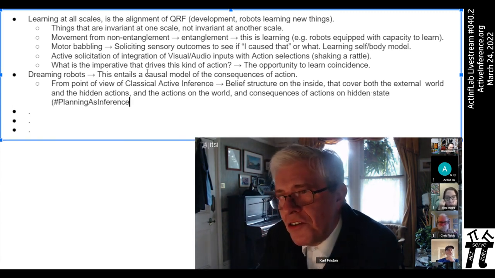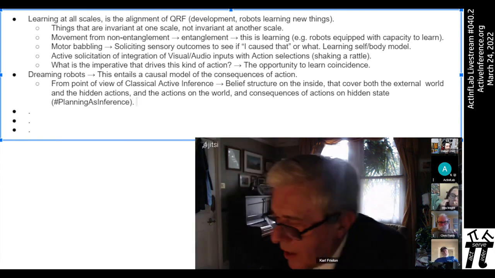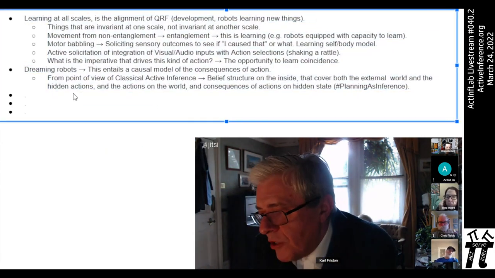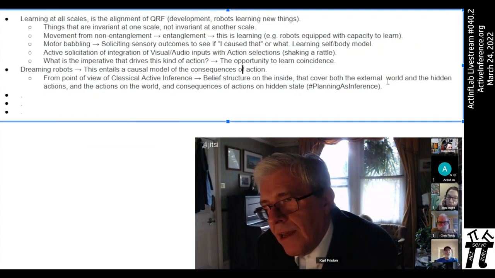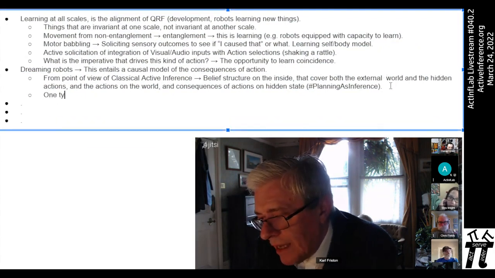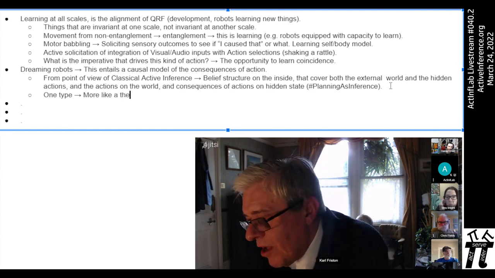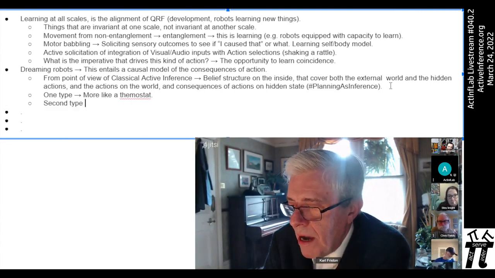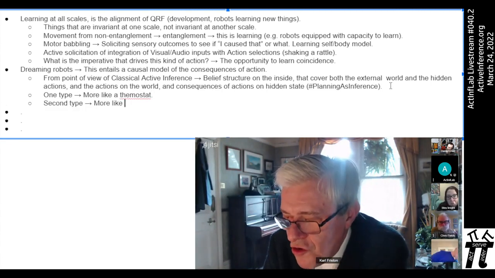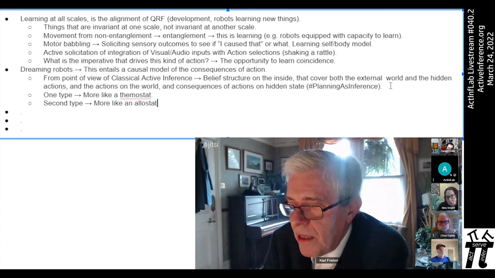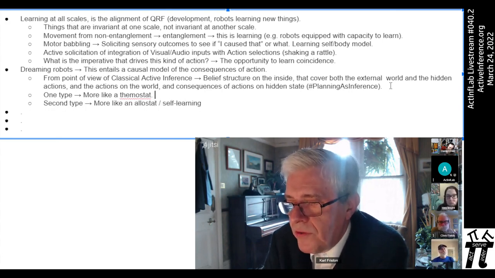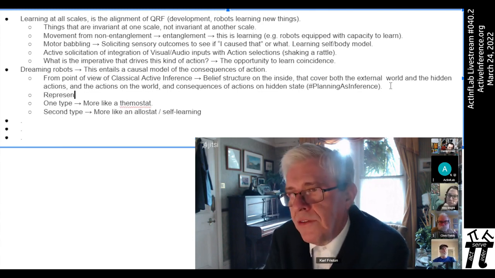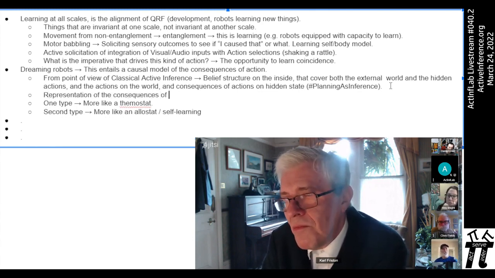So it tells you that there are two natural kinds of particles or Markov blankets or separable systems, at least two kinds, one of which is more like a thermostat and one of which is more like an Ashby homeostat or allostat, but certainly more like these robots that can learn about themselves. And the crucial distinction, I think, is that the agent has now started to represent the consequences of its actions, but without realizing they are its own actions. We still haven't got to the level of the metacognitive "I am aware" kind of artifact.